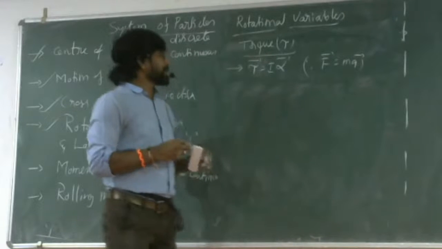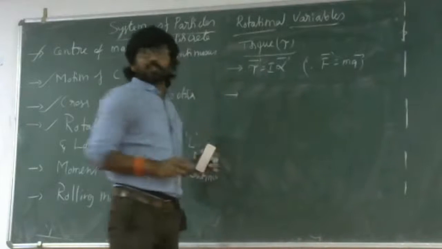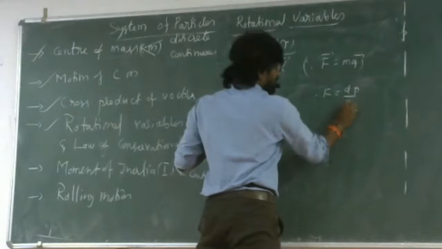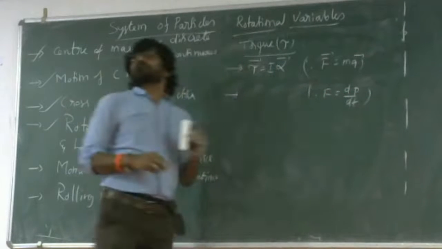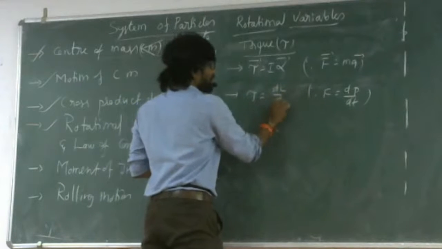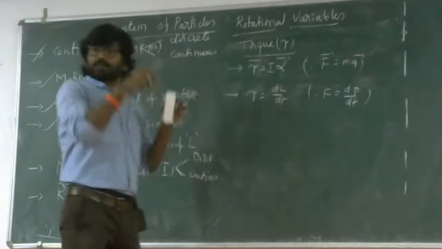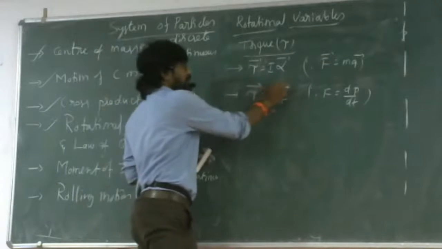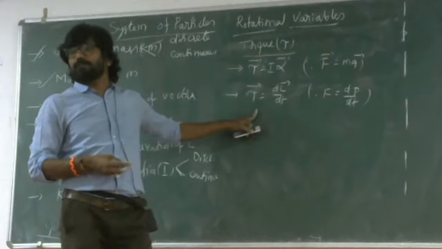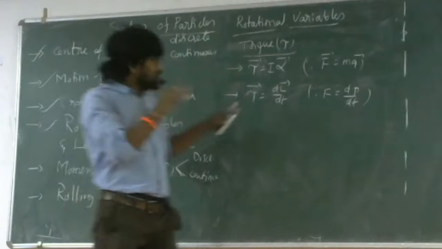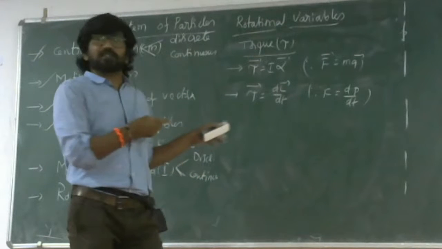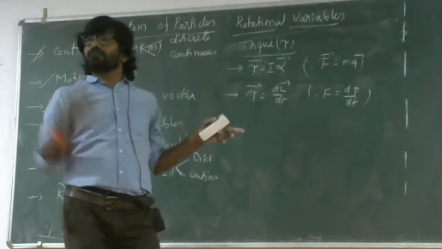But further, from Newton's second law, because force is equal to dP by dt, you can express this as tau is equal to dL by dt. The rate of change of angular momentum is torque. Is it clear, everyone? Based on this, you may come across one condition, the same as the previous one. What is that? The law of conservation of angular momentum.